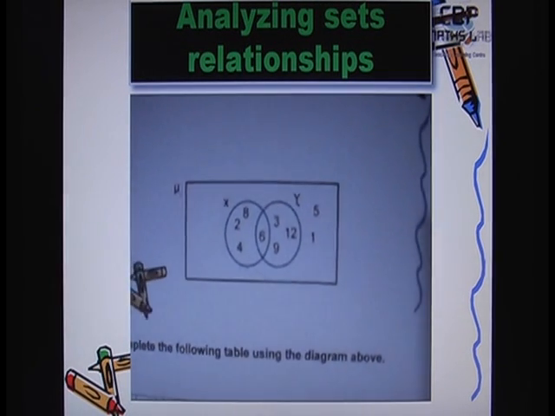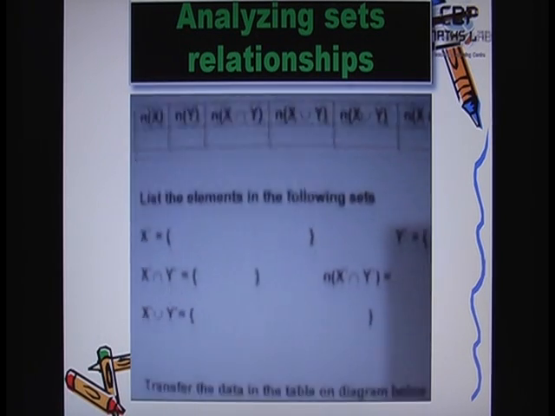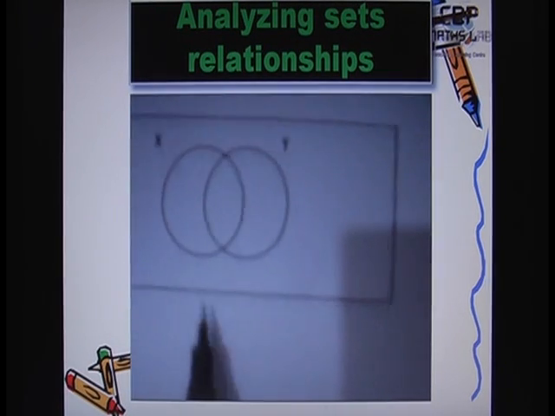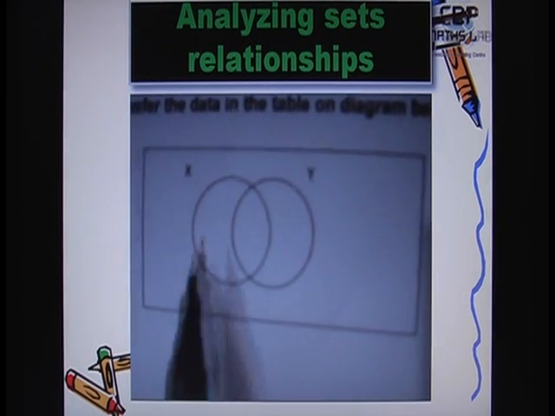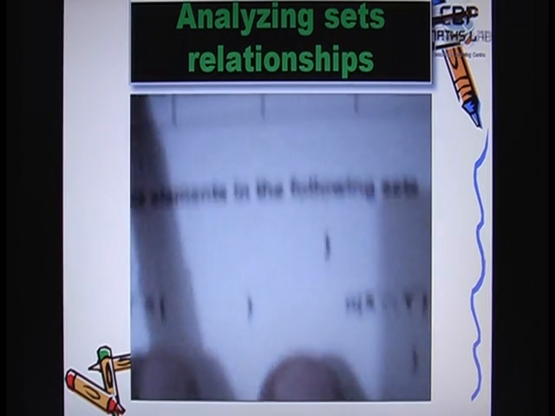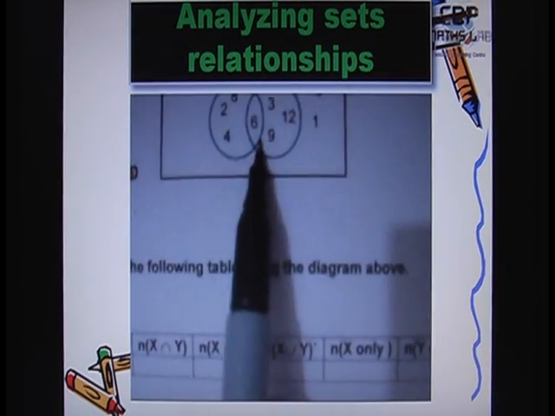Very good. Now, let us look at this rectangle at the bottom here. This Venn diagram. We're going to use this Venn diagram now for a different purpose. Alright, let's go back to the table now. Now, you should have completed the following table using the diagram above, which is this.